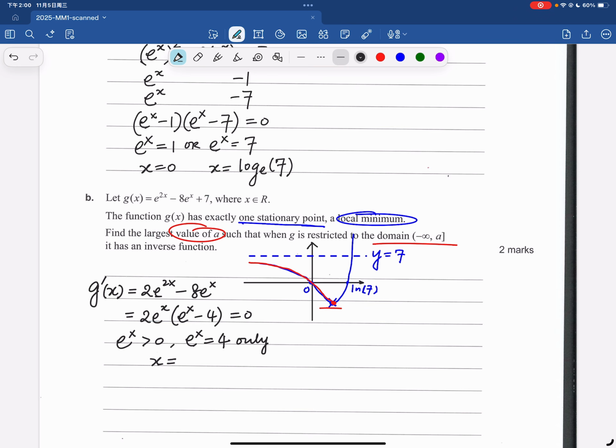And x equals log e of 4. If you wish, you can write it like 2 log e 2. But eventually I just write a equals log e 4, because the question wants the value of a rather than x. We need to answer the question specifically.